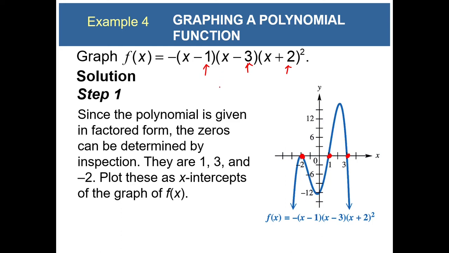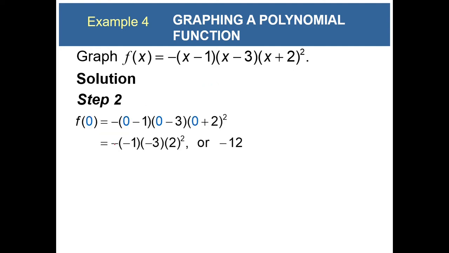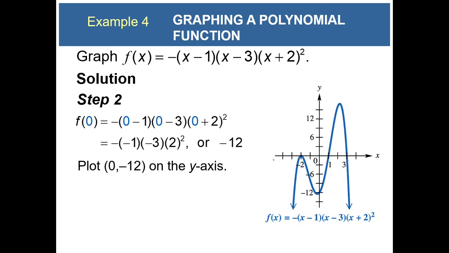In step 2, we could also find additional points. So let's plug in an easy point to use, 0. F of 0 is equal to -0 minus 1 times 0 minus 3 times 0 plus 2 squared. 0 minus 1 simplifies to -1. 0 minus 3 is just -3. 0 plus 2 is 2. So we can simplify this to -12, and that means we can plot the point 0, -12 on the y-axis. So we have zeros -2, 1, 3, and now we have a y-intercept 0, -12.